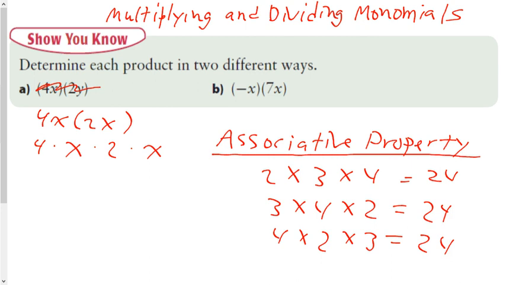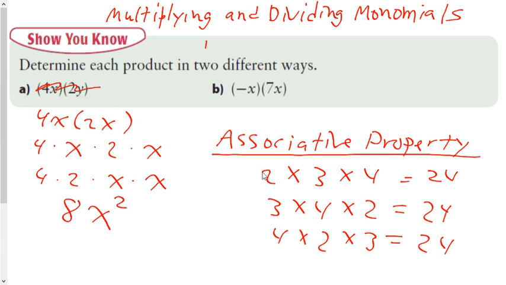So using that idea here in this monomial times monomial, since 4x times 2x means 4 times x times 2 times x, I can rearrange them to multiply my coefficients first and my variables second, and it's not going to affect the product. Therefore, since 4 times 2 is 8, and x times x is x squared, the product of 4x and 2x using the associative property will be 8x squared. That's one way of the two different ways to solve it.